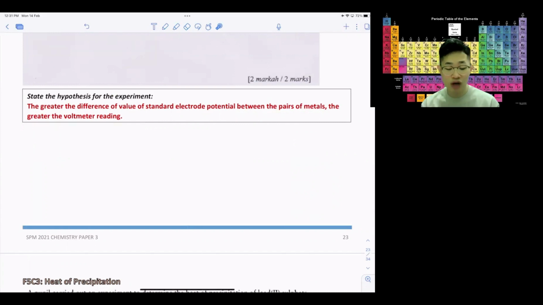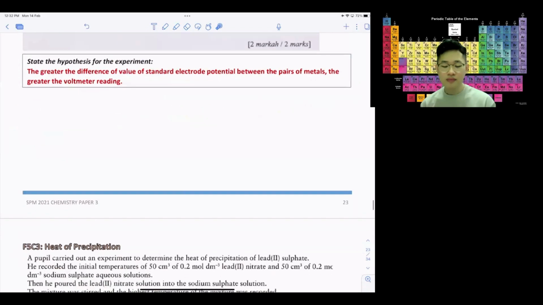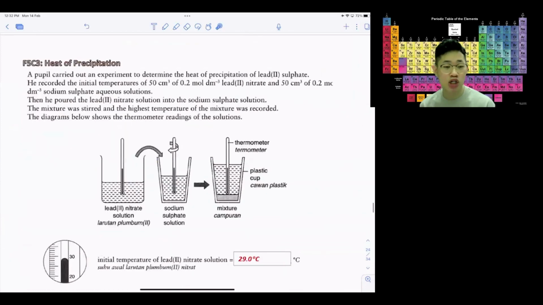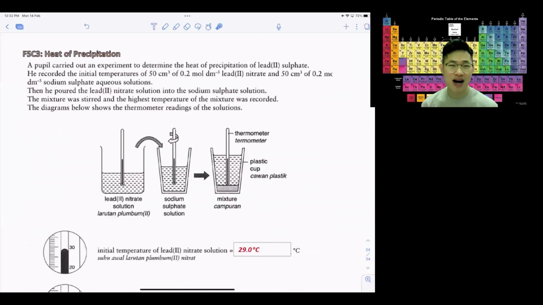Okay, like that. So you have to remember how to write, and if you are able to practice it, it's better that you practice it yourself. After chapter 1, it will be chapter 3, heat of precipitation. They can ask you to do 2 heat of precipitation, and then you will be getting 2 readings, but the chances are very small for heat of precipitation.